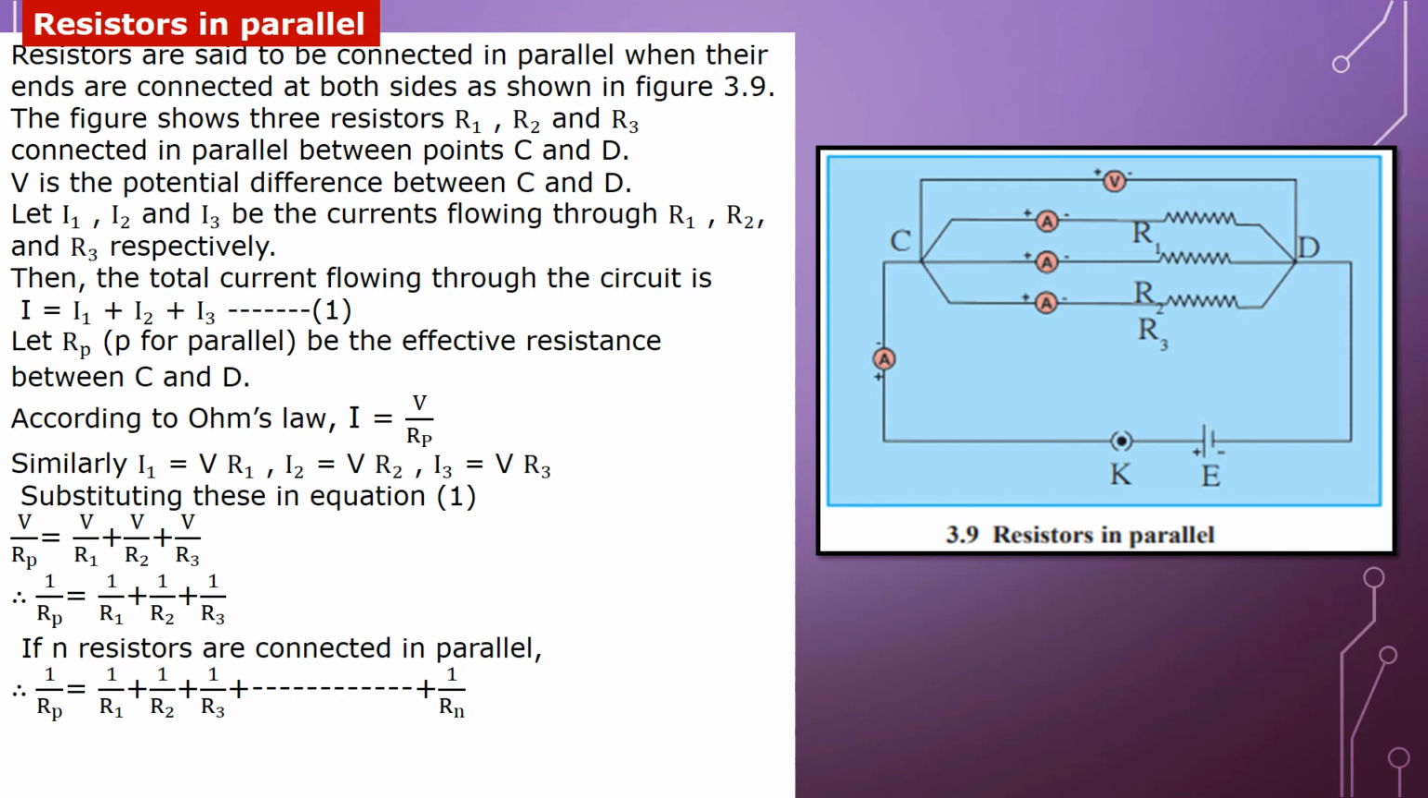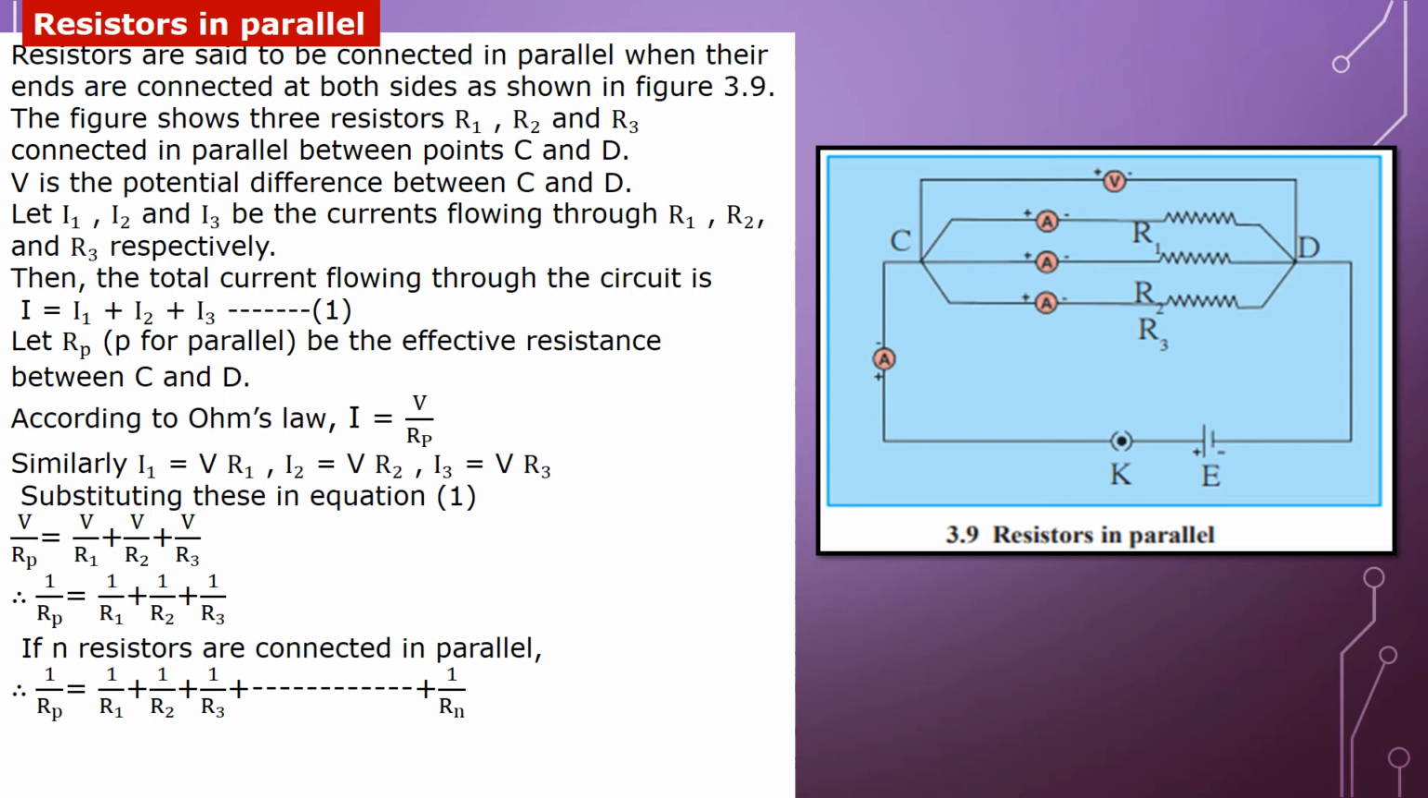Now let Rp, P for parallel, be the effective resistance between C and D. Therefore, according to Ohm's law, I is equal to V upon Rp. Similarly, I1 is equal to V upon R1, I2 is equal to V upon R2 and I3 is equal to V upon R3.